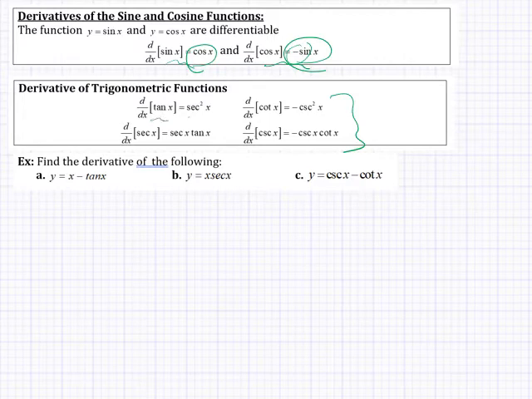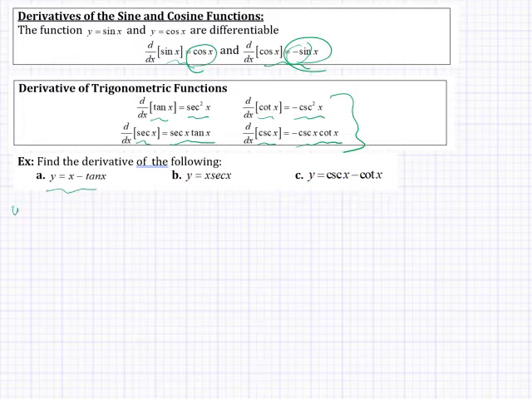So derivative of tangent is secant squared. Derivative of cotangent is negative cosecant squared. Derivative of secant is secant x times tan x, and derivative of cosecant is negative cosecant x cotangent x. And you should have seen why all these derivatives were what they were. Some basic proofs, some by the limit definition, some by just simply using the other derivative rules that we already have, like quotient rule and product rule. So then we could apply them to some of these functions here.